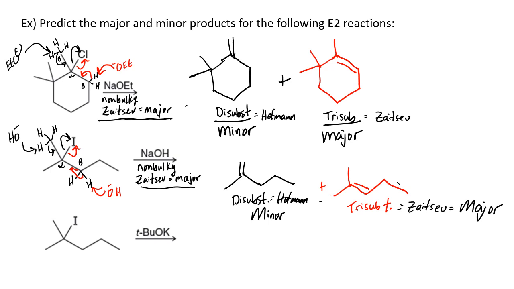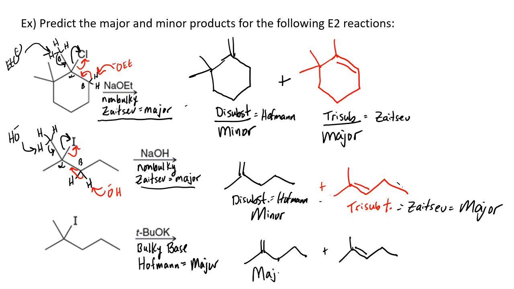Now, the example below is the same substrate with a different base. Potassium tert-butoxide is a bulky base, so I know that the Hofmann product is going to be the major product. So I'm going to get the same exact products as I did above. But now my Hofmann, the di-substituted, becomes the major product because I've used a different base, and the Zaitsev becomes the minor product. So the nature of the base tells you what the major and minor products are going to be.